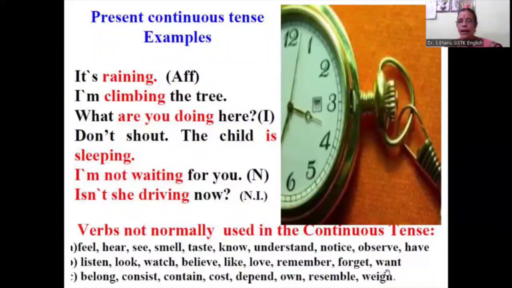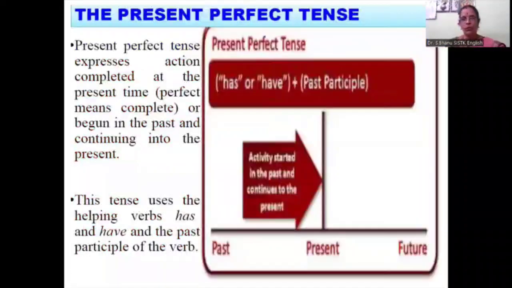Notice, observe, have. Like that, listen, look, watch, believe, I believe you, like, love, remember, forget, want. And then belong, consist, contain, cost, depend, own, resemble, weigh. So these are the verbs not used in the continuous tense. So we have seen present tense, verb 1 with s or es, and present continuous, like is, am, are plus verb 4. Now we see the third tense, present perfect tense.